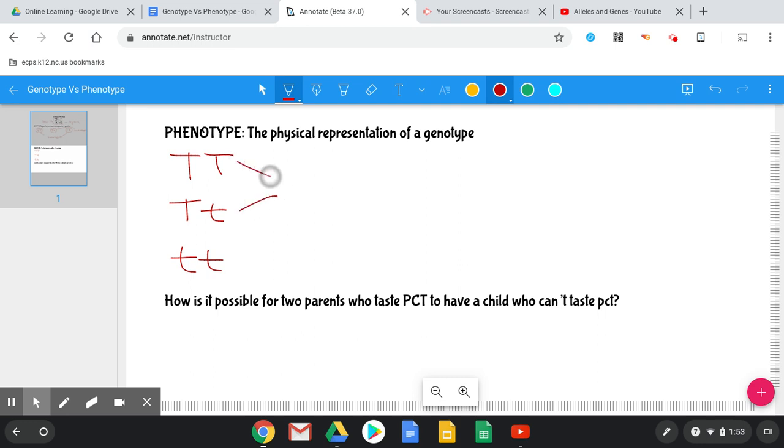Okay, so for the first two right here, since there's at least one dominant allele, it's going to be the dominant phenotype, which in this case is being able to taste PTC. The bottom one here, since it's homozygous recessive, it has only recessive alleles, it's going to be the recessive phenotype, which is not tasting PTC. So you can see here how the genotype directly affects the phenotype, the physical characteristics, and you have to understand what's dominant and what's recessive in order to determine that.